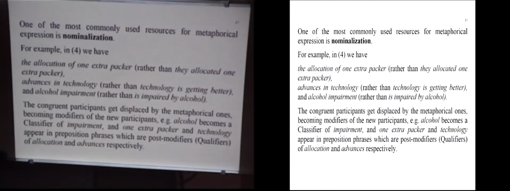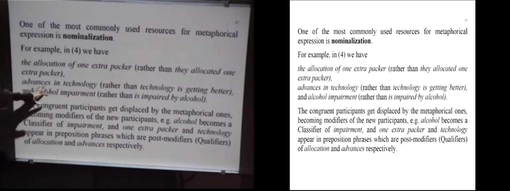And in some cases the metaphorical form may not be as clear as the other one, but you use it for brevity, and especially in science, it's a kind of elitism where the in-group can write to each other and understand what they're talking about. The congruent participants get displaced by the metaphorical ones becoming the modifiers of the new participants. So alcohol becomes a classifier of impairment rather than being the actor. And one extra packer and technology appear in prepositional phrases, which are post-modifiers, qualifiers of allocation and advances.